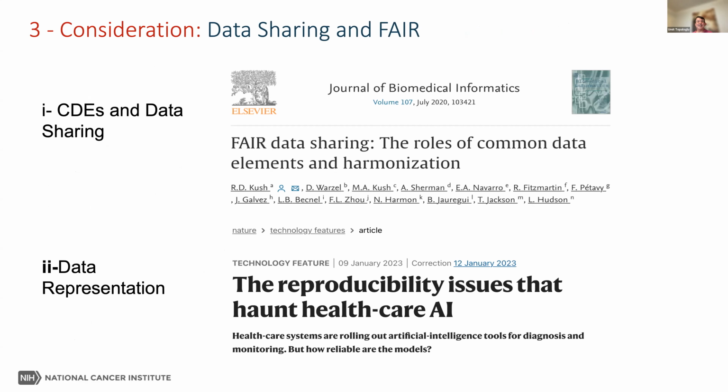So just to reiterate, the common data elements are quite important for FHIR and specifically the reuse of data. As you would agree with this paper by Kush et al., they have studied this, and it indicates the importance for reusability. Data representation is another important factor for many AI applications. A piece that came out in January from Nature Technology Features indicated data representation challenges as an impediment to the improvement of healthcare artificial intelligence implementations.